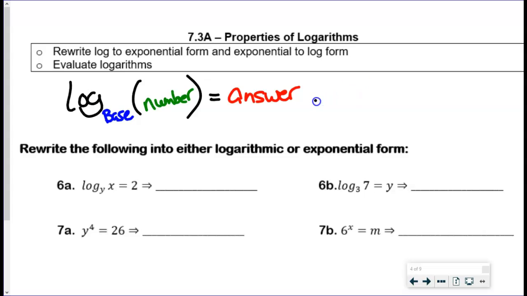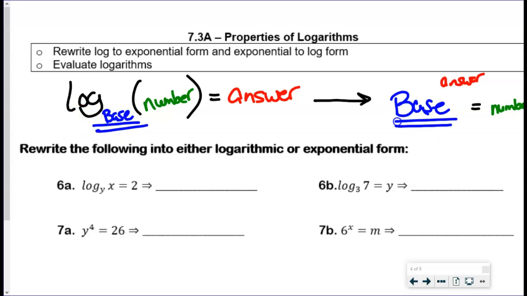Well, that's great, except when you had to rewrite it. So the base is still going to be the base over here. It's going to hold up the exponent, and then the number and answer switch, right? So the answer becomes the exponent, and then what was in the logarithm becomes your answer. So what I do on these questions is I figure out who the base is, and then I just remember that these guys are just going to flip-flop in the order in which they appear.